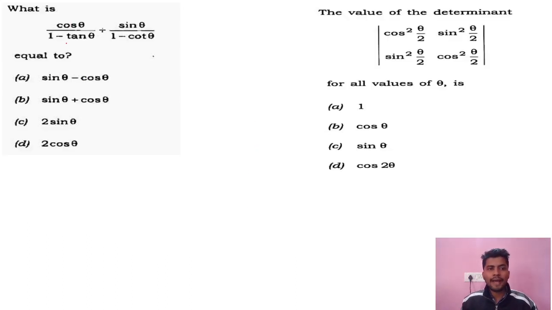So cos theta by 1 minus tan theta plus sin theta by 1 minus cot theta. Okay, now what we will do basically is that here it is cos theta, here it is sin theta.